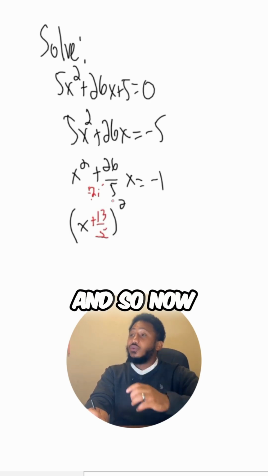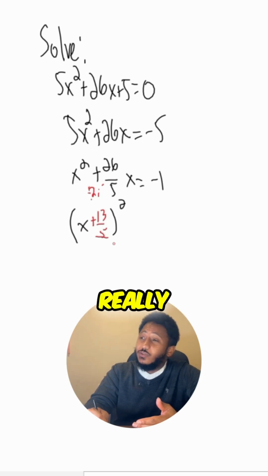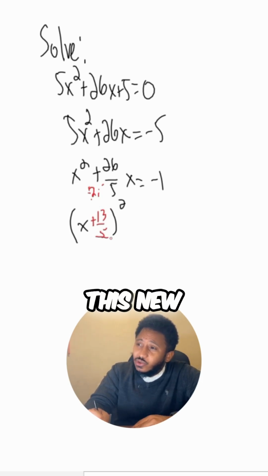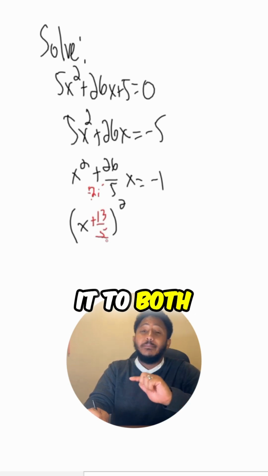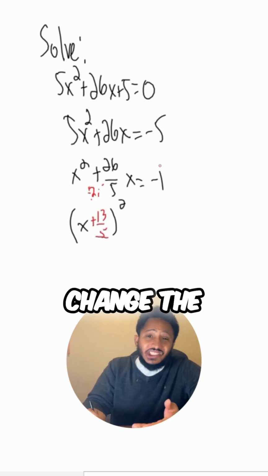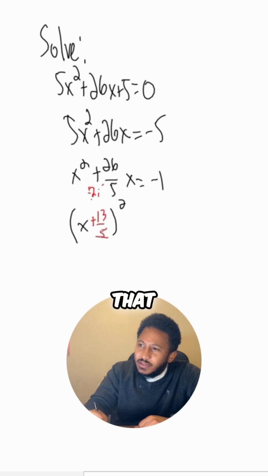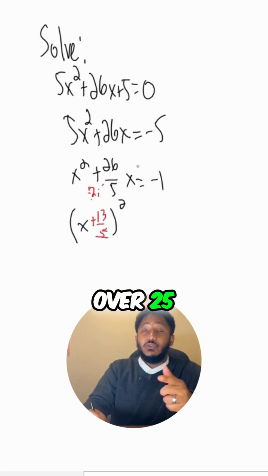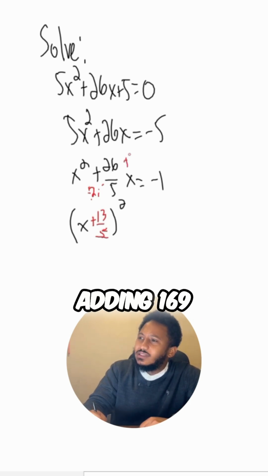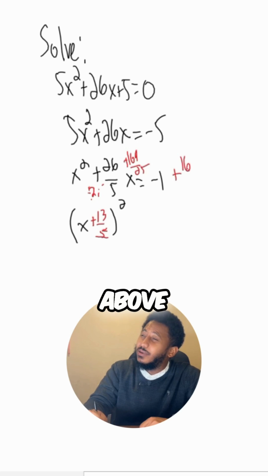All right. But that kind of changed the equation really. And so to compensate for that, we'll take this new number 13 over 5, square it, and add it to both sides on the line above in order to not change the equation. So 13 over 5, if I square that, that's 169 over 25. And so we're adding 169 over 25 to both sides of the equation on the line above, really.